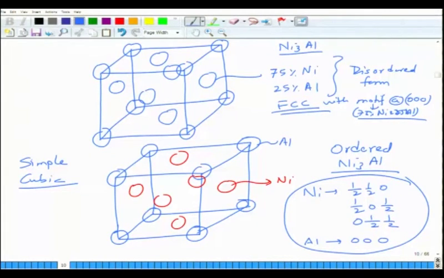And this Ni3Al is very useful because it is used in superalloys to strengthen them. Nickel based alloys are superalloys, and if you add some aluminum to nickel, they form Ni3Al precipitates, and these precipitates provide resistance to dislocation motion, and they make the nickel alloys stronger for high temperature applications.